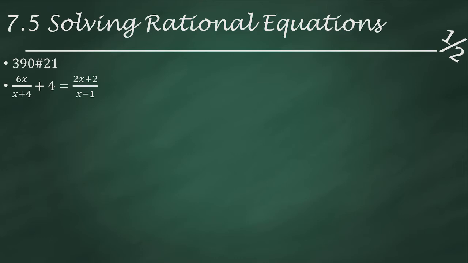Let's try number 21. All right, as you can see here, now it's a little bit more complex. It's not just fraction equals fraction. The easiest way here is to multiply by the lowest common denominator. So we have to figure out what that is first. We only have the two different denominators, x plus 4 and x minus 1. You make them by multiplying, so it would simply be x plus 4 times x minus 1. So I'm going to multiply everything by that.